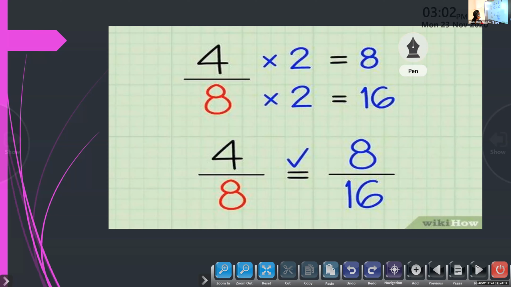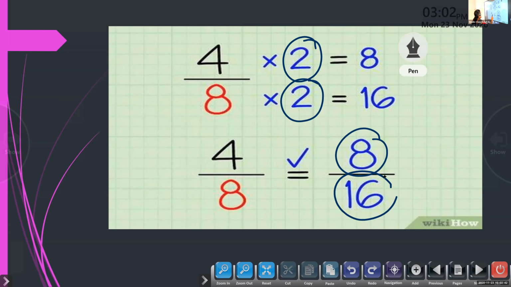Okay. So now next one, look here. Yes, Danvin. We are going to make an equivalent fraction by multiplying by 2. What is 4 into 2? 8. And what is 8 into 2? 8 times 2. 16. So this 8 by 16 is an equivalent fraction of 4 by 8.